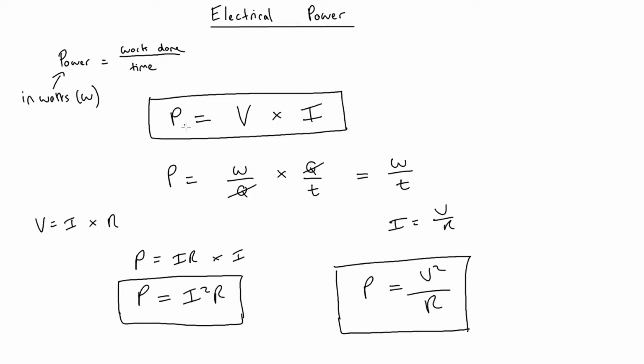Of course, once you've got the power, if you want to know the total amount of energy that's been transferred in that component, the total amount of work done, all you've got to do is take the power and multiply by time. So the energy transferred during a particular time in a component will just be V times I, to get the power, and then multiply that by T, and you'll get the energy transferred over time T.